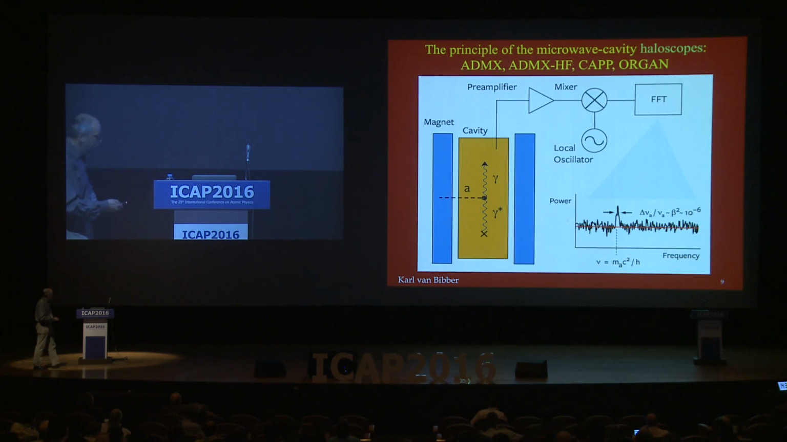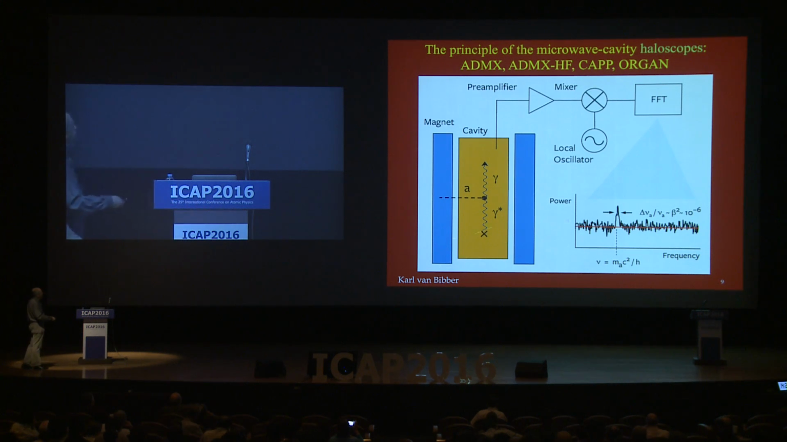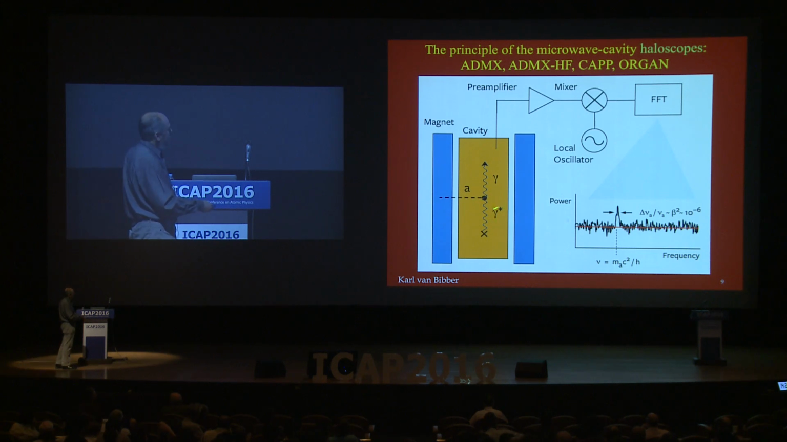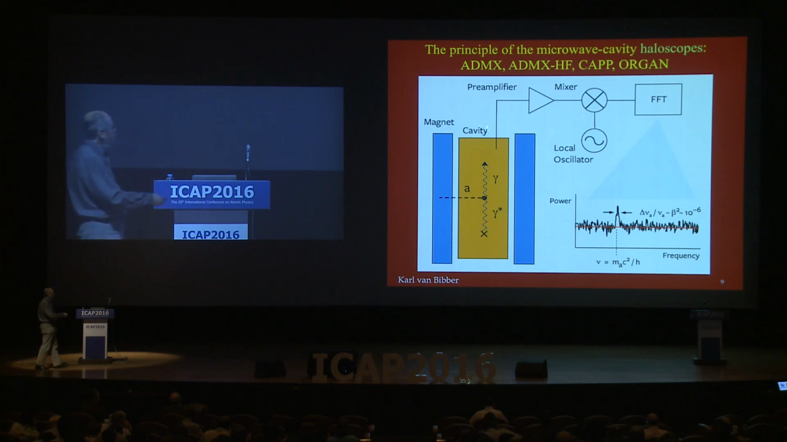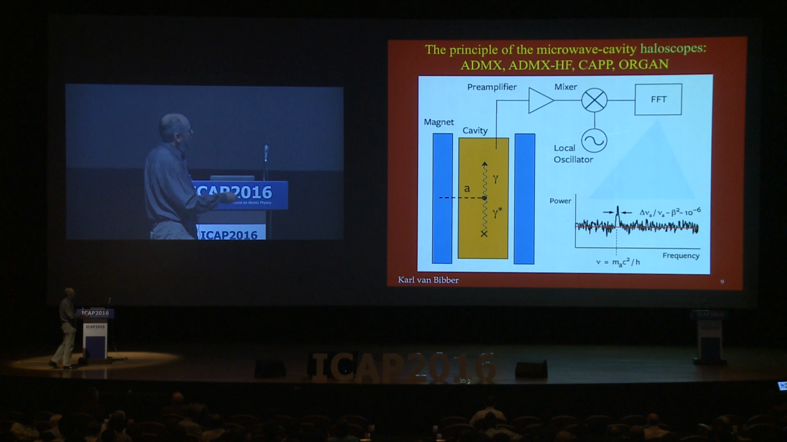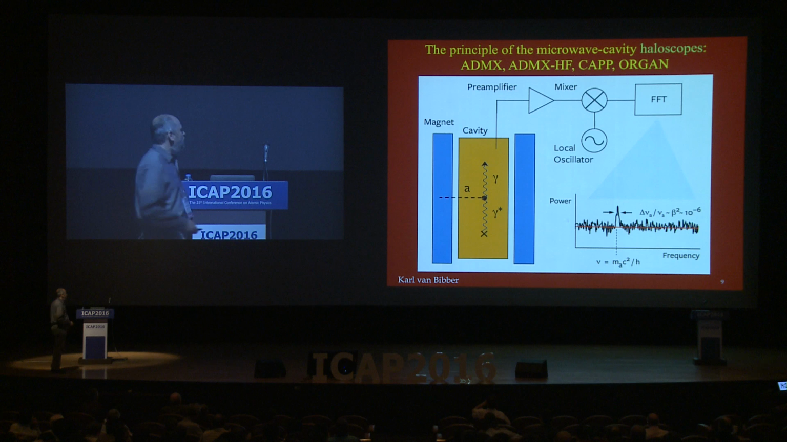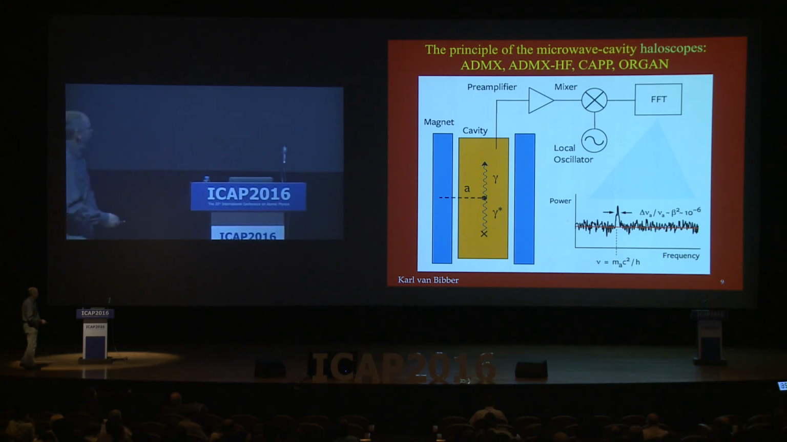And the idea here is the following. You have, again, a magnet and a microwave cavity, and then the halo axion comes in, interacts with a strong magnetic field, and produces a microwave photon whose frequency is equal to the mass of the axion. Then you measure this excess of power, at 10 to the minus 23, 26, whatever, watts, and that will be your detection of the axion.